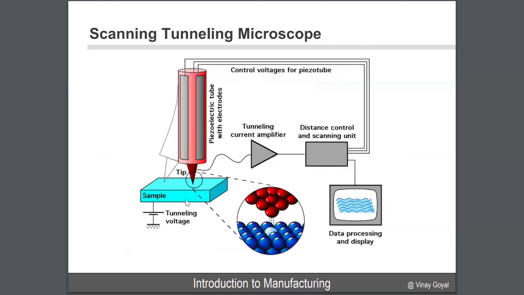So here's an example. Here's your scanning tunneling microscope. Here's your tip. And here in the surface, I have electrons. And I'm using that approach to study that surface. And that information is then amplified, and then you can project that into a display.